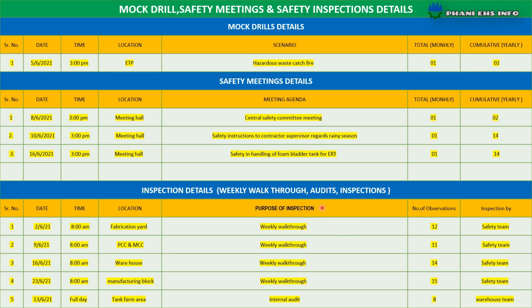Next, when coming to the inspection details, which include weekly walkthroughs, audits and inspections. We have conducted weekly walkthroughs like fabrication yard, PCC, warehouse. Here I mentioned fabrication yard, PCC, warehouse. And in the tank farm area we have conducted an internal audit. Like this, we have to mention what inspections and audits were organized this month.